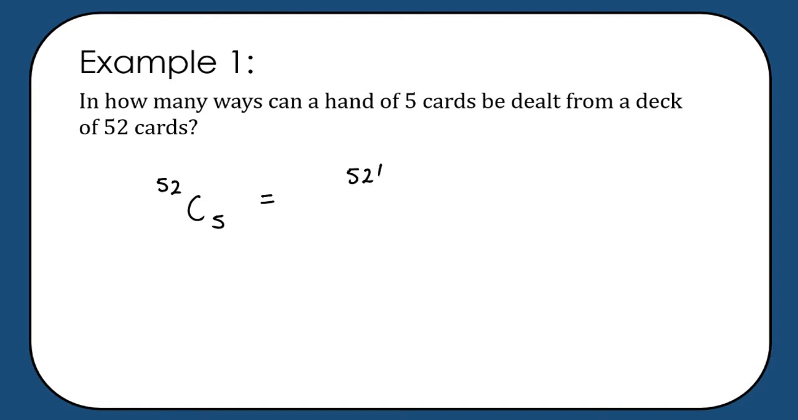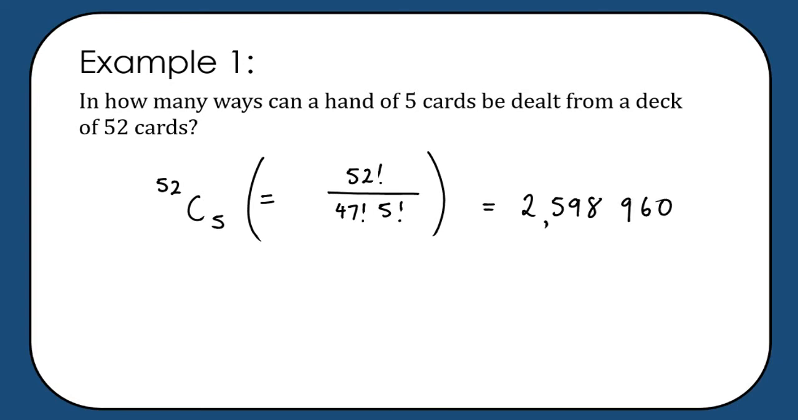That's equivalent to 52 factorial over 47 factorial, which would be the number of arrangements, but also over 5 factorial, which now gives the number of selections. As I said previously, this formula is unnecessary. We can go straight to our CAS from this point, enter in 52 choose 5, and we get 2,598,960 different hands of 5 cards that could be dealt.